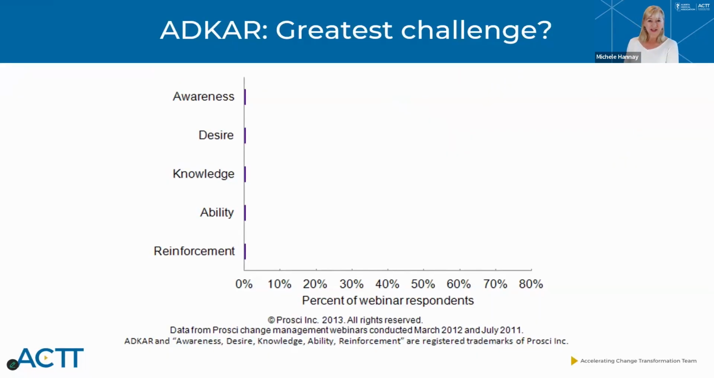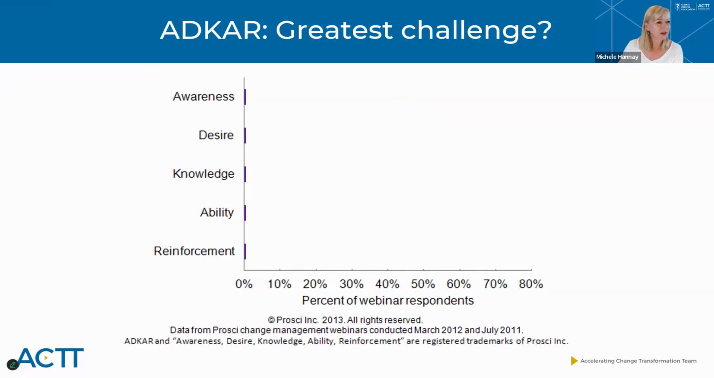So the people at ProSci did a survey of their practitioners, and they asked them which of the 5 aspects of ADKAR posed the greatest challenge when working with people. And just pop it in the chat, but what do you think got the most votes? So we have awareness, desire, knowledge, ability, and reinforcement. Which one of those do you think was the most challenging, or is the most challenging?